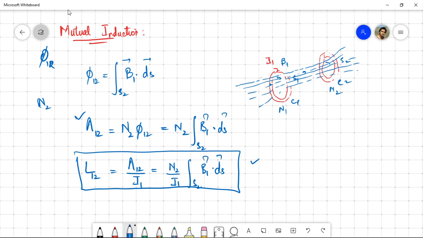Once we multiplied that, we had the value of magnetic flux linkage, and after that we divided it by the amount of current that was producing the magnetic flux in the first place. We divided that, and as a result we derived an expression for mutual inductance.